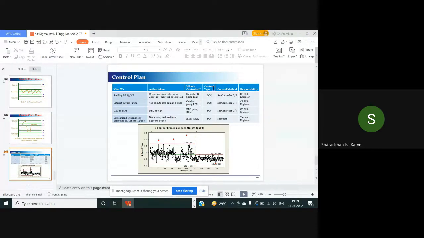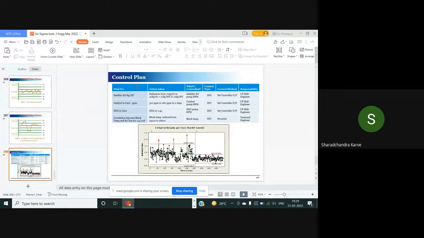Then what is the control type? Is it a standard operating procedure or a standard operating condition? Probably it is a standard operating condition which is set. So this is the control type. And what is the control method? The controller output is being adjusted for the pump. That is the meaning of control method. And who is responsible for that has to be clearly written down. That is what is called a control plan.